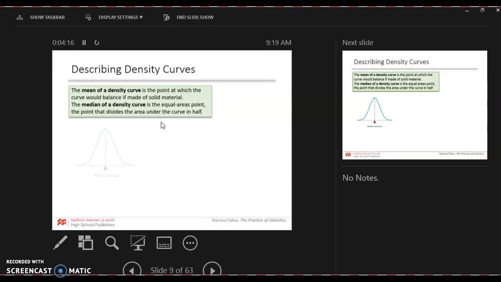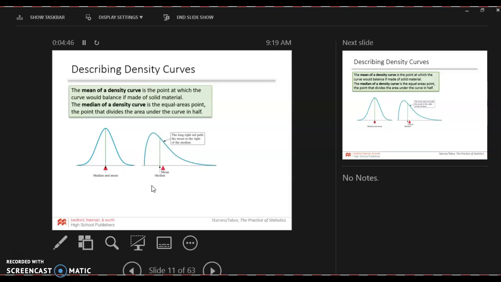So let's look at some pictures here. So here's a symmetric curve. In a symmetric curve, if you picture a seesaw, obviously the mean would be right here in the middle to balance this curve. It's the same on either side, so you have the same weight on the seesaw on either side. It would stay balanced. The median in this case splits this area directly in half. Again, because it's symmetric, the median cuts it right in half. We have equal area on the bottom, equal area on the top.